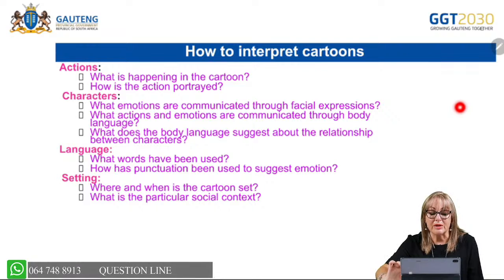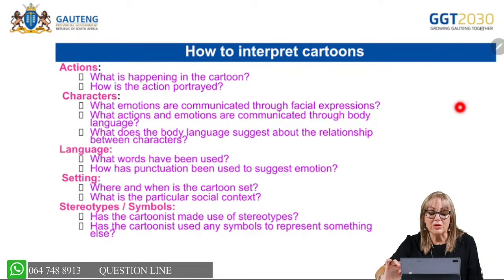The setting, once again: where and when is the cartoon set? And what is the particular social context? It's very important that you try to understand that in order to understand the message of the cartoon. Because remember, I said the cartoonist has a purpose in mind when he designed that cartoon.